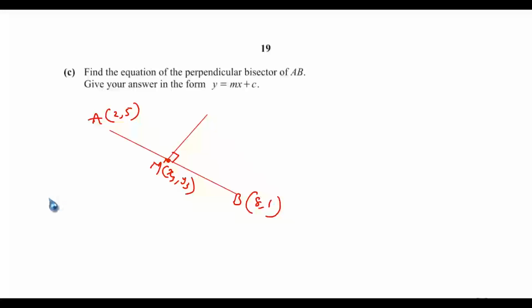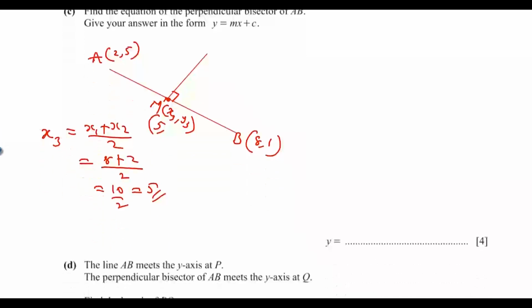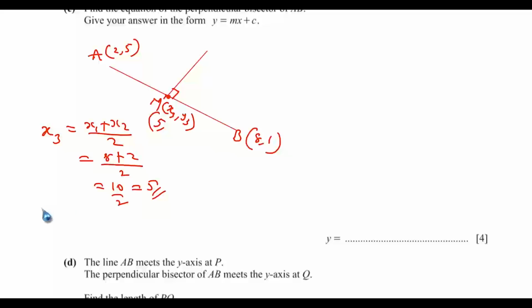So we'll say x3 will be equal to x1 plus x2 over 2. That will be equal to 8 plus 2 over 2. Okay, that will be 10 over 2, and that will be 5. So that means x3 is equal to 5, and comma. So let's find y3. Okay, I can manage it here.